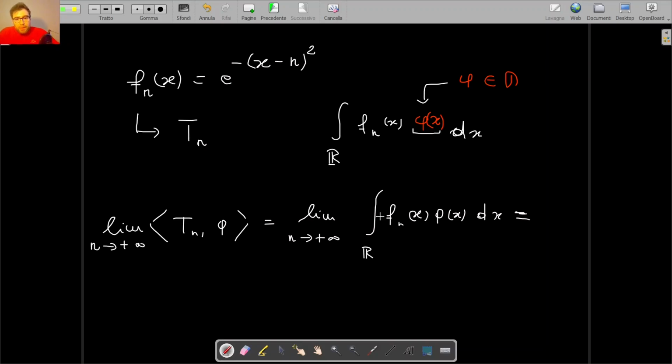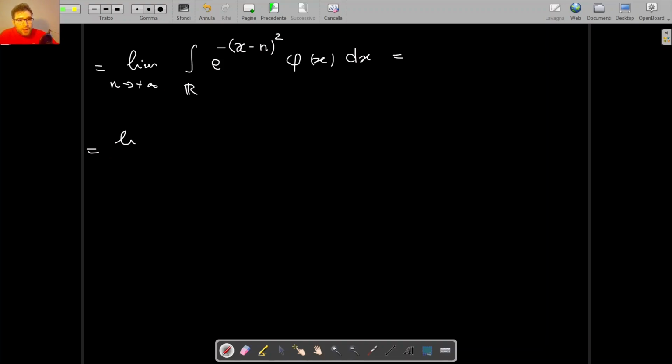And again, this is an equal sign. We can make this function explicit since they are giving us this function in the text of the exercise. And we have the limit for n which tends to plus infinity of e raised to minus (x minus n) raised to the power of 2, and then we have a generic test function, extended to the whole real line.